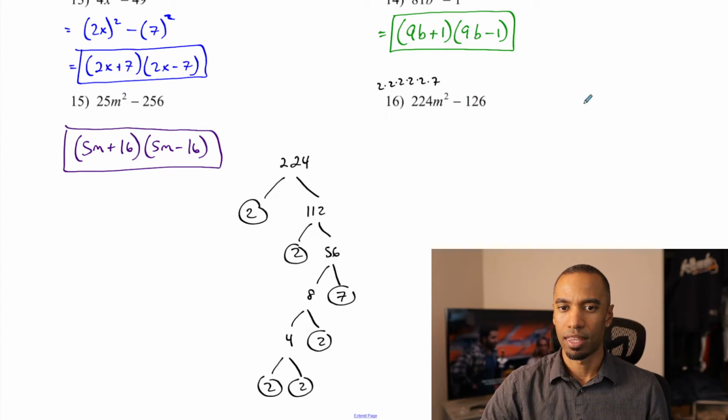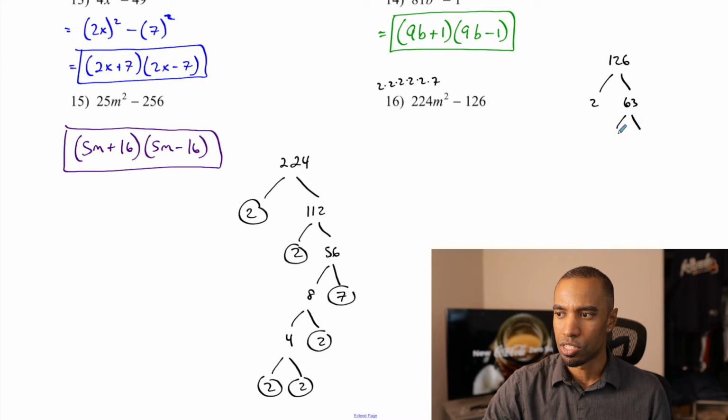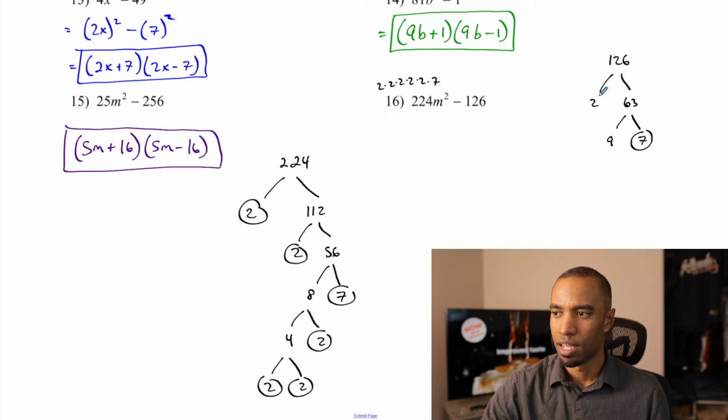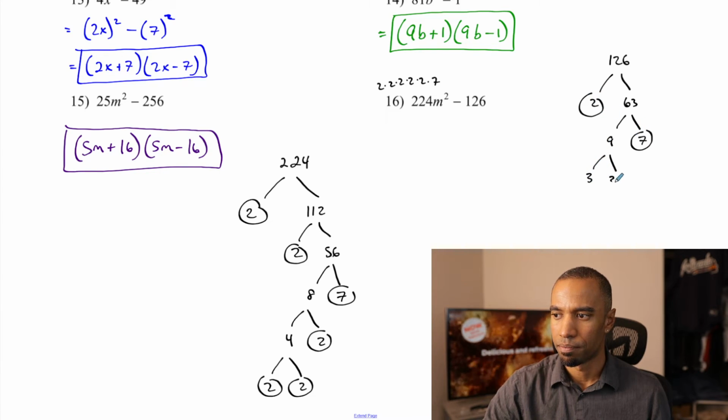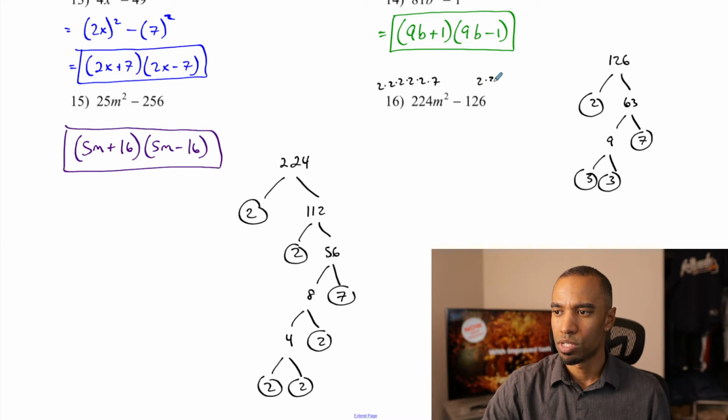126, let's break that number up into its primes. Let's divide that by 2 to start. That gets you 63. And 63 is 9 times 7. And 9 is 3 times 3. So, 126 is 2 times 3 times 3 times 7.